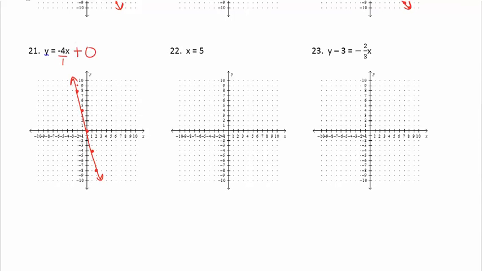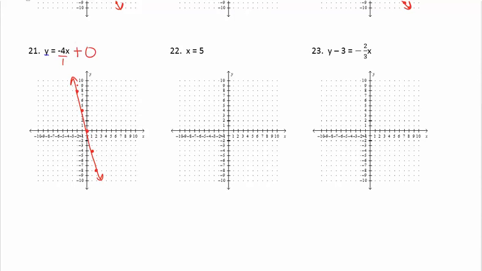Number 22 is a little bit different. I'm not sure that we've seen one like this before, but the equation is just simply x equals 5. There's no y. It's difficult to tell what the slope is since there is no y. We can't put it in slope-intercept form. But what I want you to understand here is that when the equation says x equals 5, what that basically means is that it doesn't matter what your y is on the ordered pair, all of the x's are 5s.